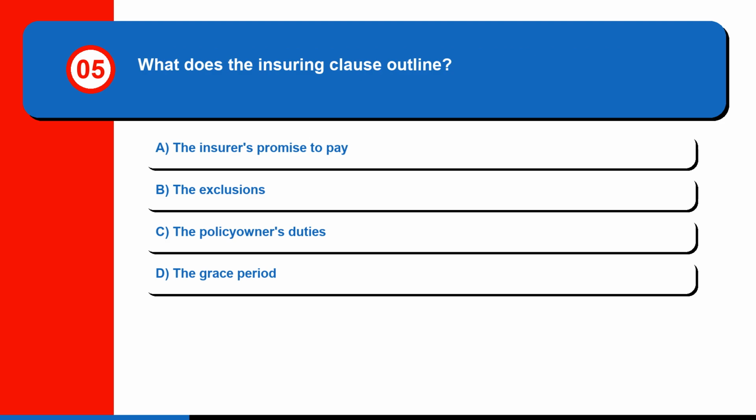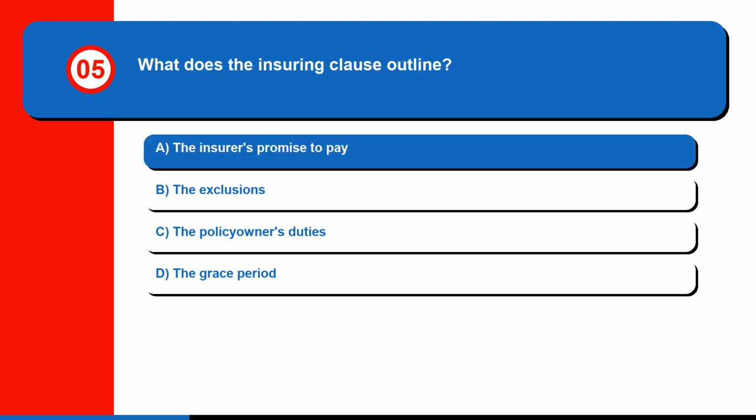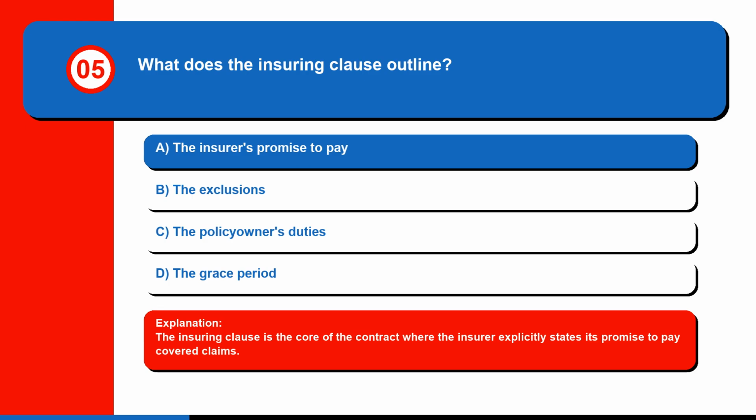Question 5. What does the insuring clause outline? A. The insurer's promise to pay. B. The exclusions. C. The policy owner's duties. Or D. The grace period. The correct answer is A. The insurer's promise to pay. The insuring clause is the core of the contract where the insurer explicitly states its promise to pay covered claims.